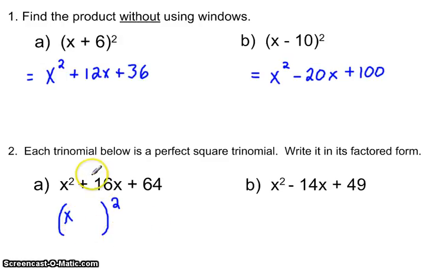Well, really, the easiest thing to do is just look at this b term, and it's 16. So we take 16, divide it by 2, and that gives us 8. And that's what we're going to add. It's going to be x plus 8 squared. And we know this follows the pattern because 8 doubled gives you 16. 8 squared gives you 64, so it fits. So this is our factored form.